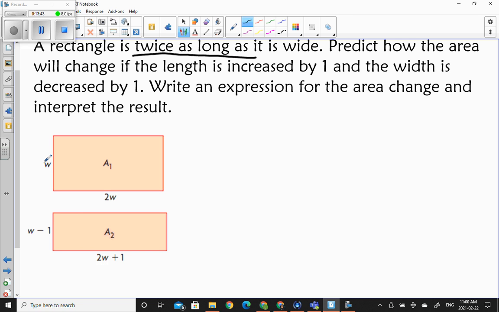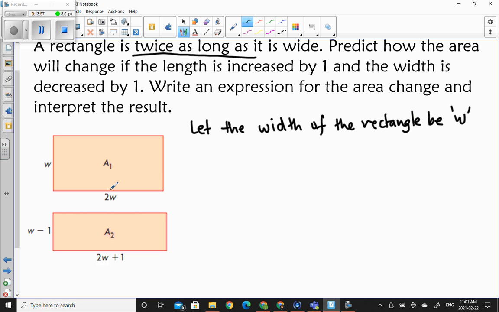So let's give a statement. Let the width of the rectangle be W. And then instead of writing the length as L, we're going to write the length in terms of the relationship it has with the width, and therefore the length will be 2 times W, or 2W, because it's twice as long as it's wide. It's given to us in the question.